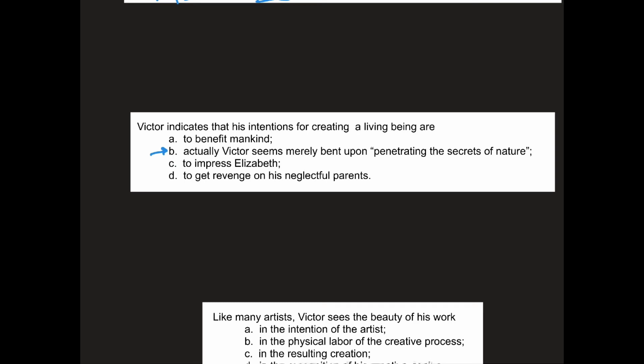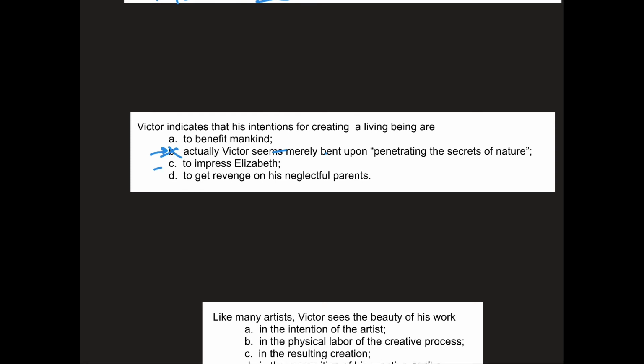So the question is directly asking you for what Victor says about his intentions. Choice B changes it to Victor doesn't say anything about that. He doesn't mention it. Well, in fact, he does. So what I've done in choice B is I've changed the question itself to make it into something that it's not. So B can be eliminated because that really wouldn't be a proper answer. So that leaves us with these three.